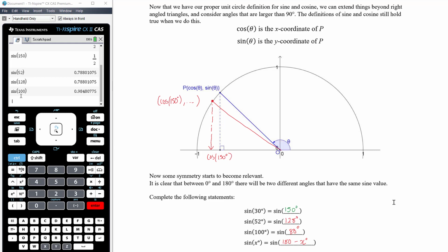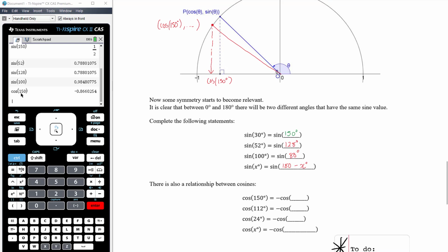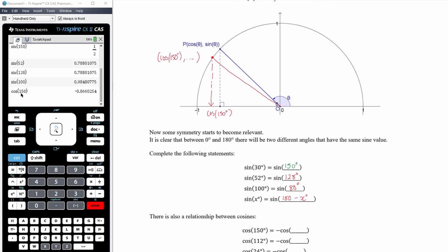So it should be something negative, shouldn't it? Let's put it in the calculator and see. Cos of 150 degrees, control enter. Yeah, it's negative 0.866. That seems to be marrying with what we're seeing in the circle. So what I want to be able to do is connect that to something happening in the first quadrant. So let's think about the symmetry of that. So this angle all the way around to here is 150 degrees.